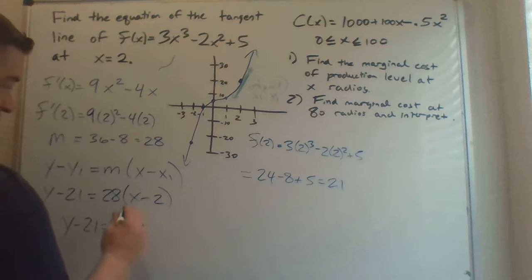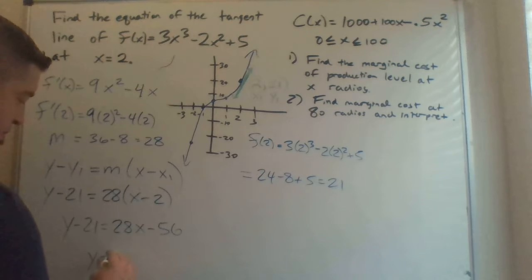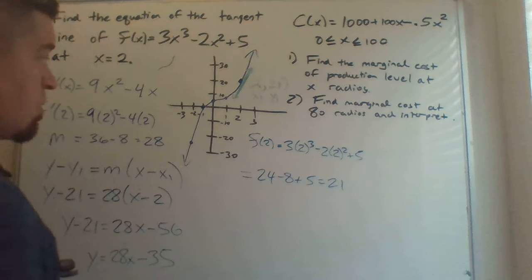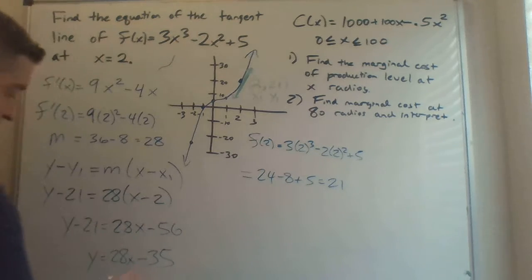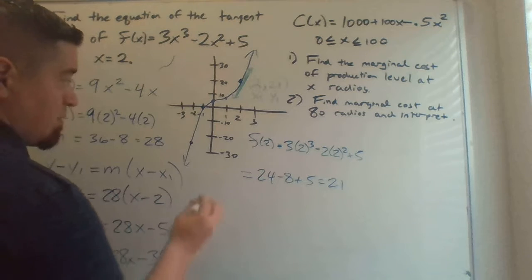28 times x is 28x, and 28 times negative 2 is negative 56. Add 21 to both sides. You'll end up getting negative 35. So the equation of this line that's going to go through this point is y = 28x minus 35.